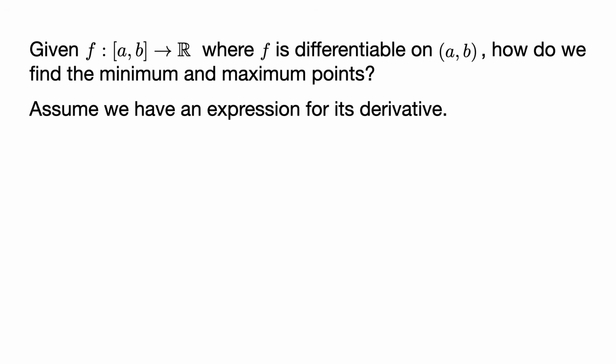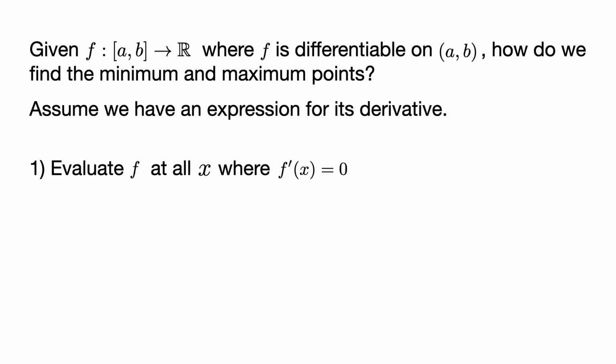Let's assume we have an expression for its derivative. First, you have to find all the points where the derivative is equal to 0. Those points that lie in the interval ab are local extrema of this function. However, it's not enough just to find those points, and an example is shown here on the right.